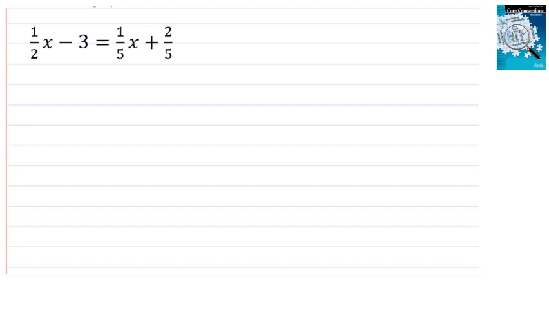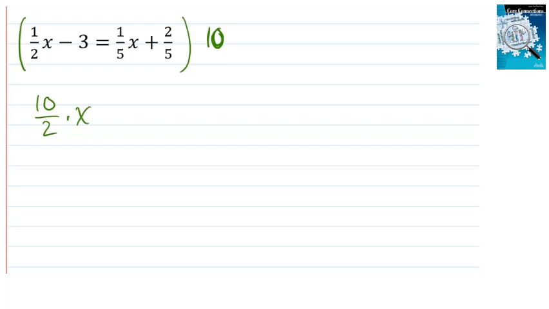So let me go ahead and grab a nice green color here. I'm going to put parentheses around here. I'm going to multiply every single term on both sides by 10. So remember, terms are those things that are separated by plus or minus. The first term I see there is 1/2 times x. So I'll write this as 10 over 2 times x.